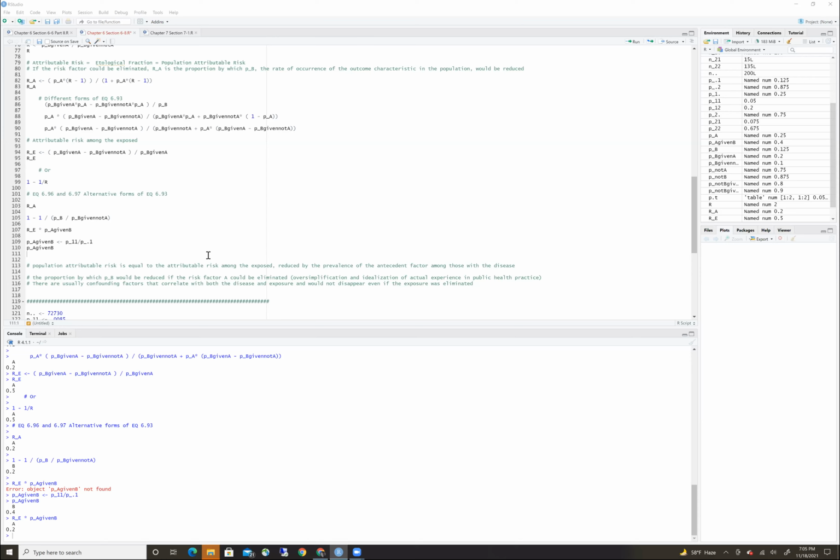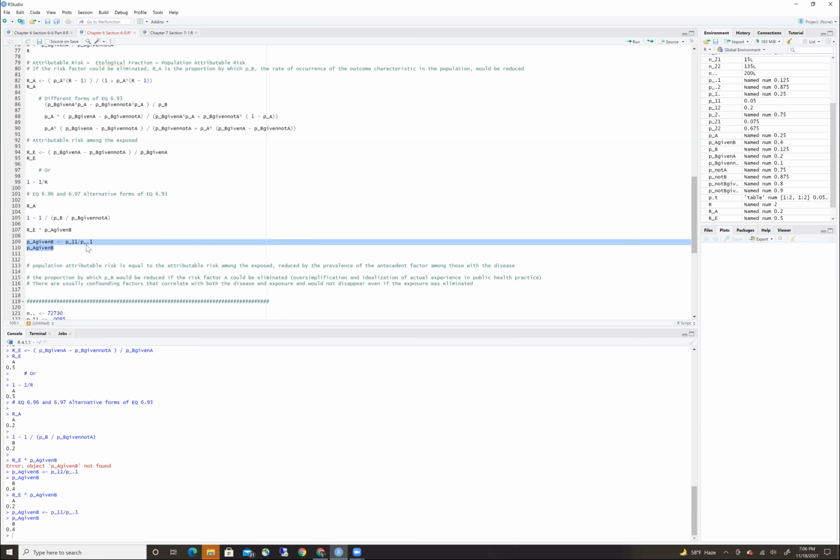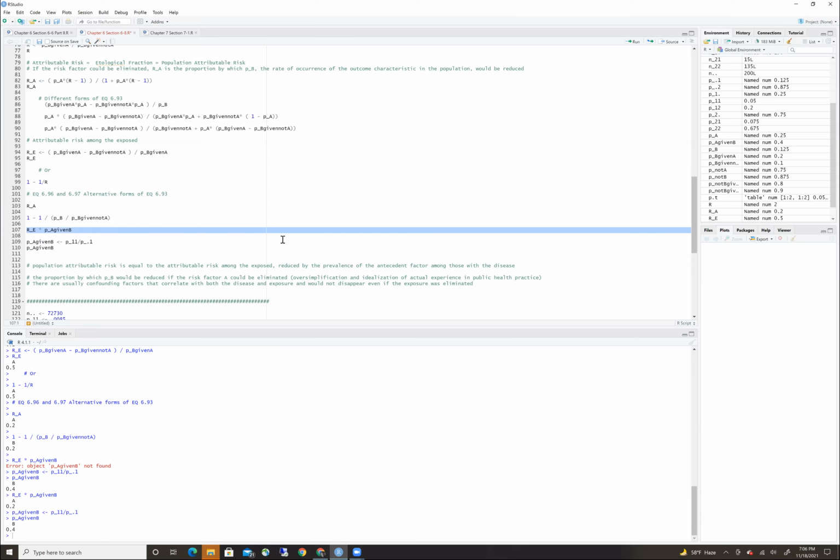All right, if you have an established P of A given B, you're going to want to enter that in. So if you look at P of A given B, that's going to be your first proportion divided by the column total proportion. So once we read in P of A given B, then this form should work for 6.97, and we still get the value of 0.2.